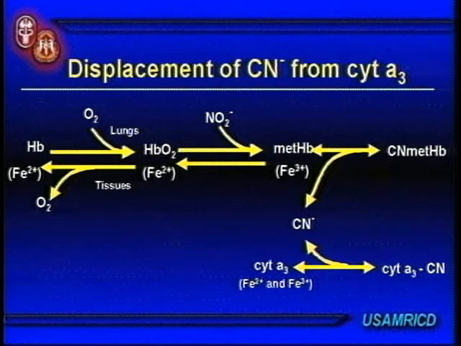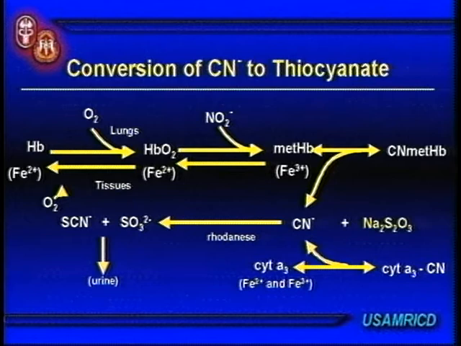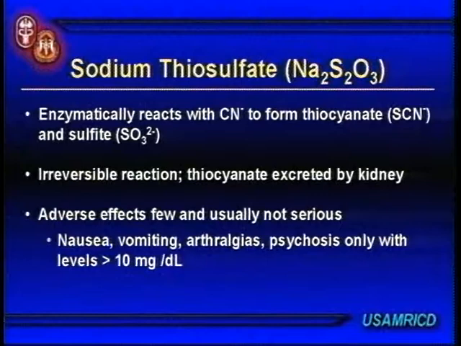We've created a temporary depot. We've put something in the recycle bin. Now what we want to do is empty the recycle bin. That is, we want to get rid of this cyanide once and for all. And we can do that by adding a sulfur donor. And the sulfur donor we use is the second component of the military version of the antidote kit. It's the sodium thiosulfate. This reacts with cyanide via the enzyme rhodanese to form thiocyanates and sulfites, which are less toxic and which are excreted in the urine.